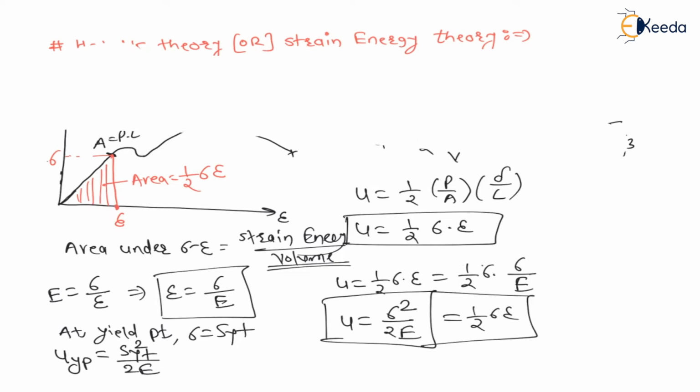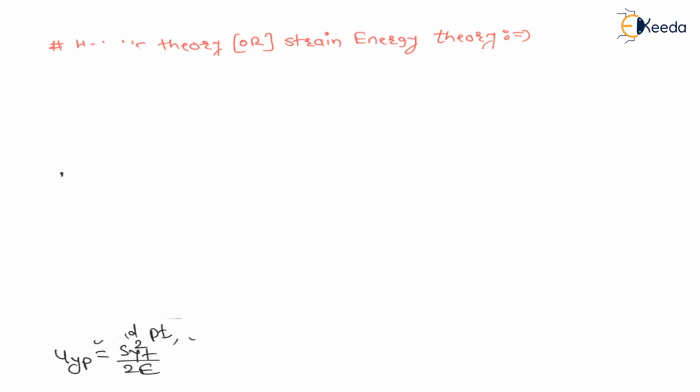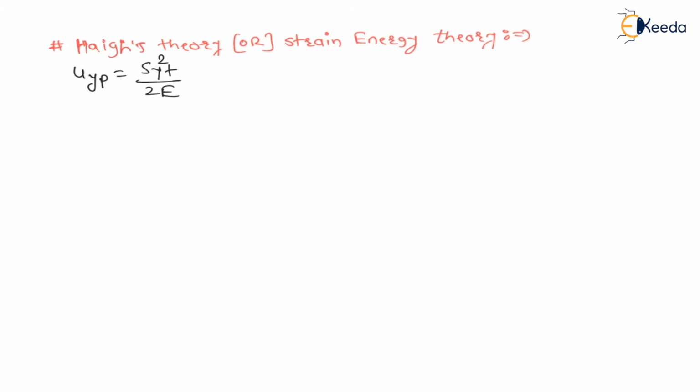Now I will write here the conclusions. This is Haigh's theory, the topic is Haigh's theory, also called strain energy theory. Now the conclusions are: strain energy per unit volume at yield point is nothing but SYT square divided by 2E, and strain energy per unit volume is nothing but 1 half stress into strain, which is nothing but stress square divided by 2E, right?